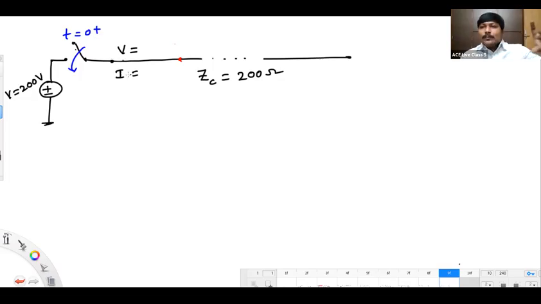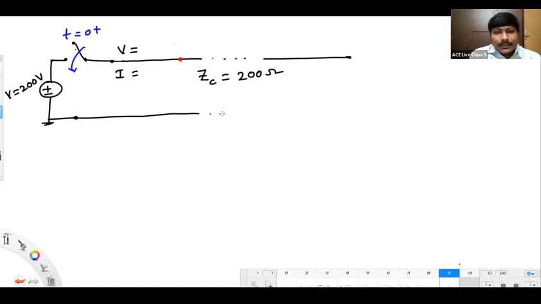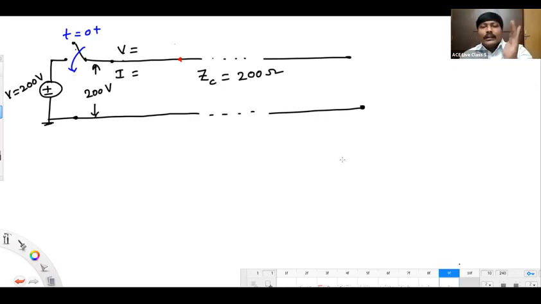How much voltage gets developed along the transmission line? That will be 200 volts only. So we have a development of 200 volts along the transmission line at all the places.